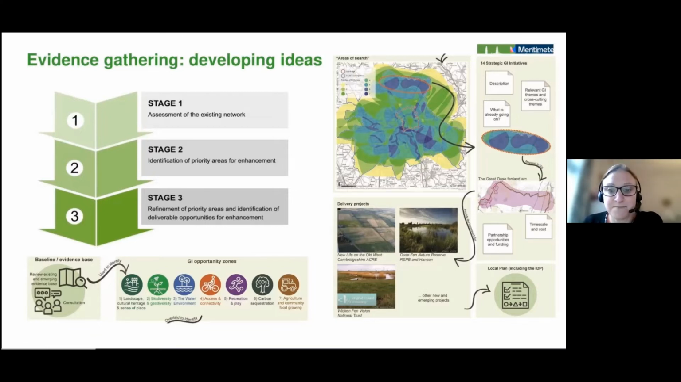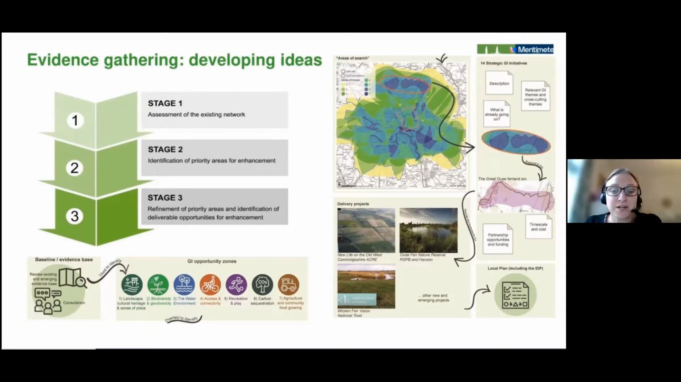So in the third stage, moving to the right of the graphic, we'd had a pause between stages 2 and 3, so we took time again to review emerging evidence, most notably around nature strategies being developed by the councils and the Cambridge Nature Network, the call for green sites, and also updated evidence on recreational pressure.